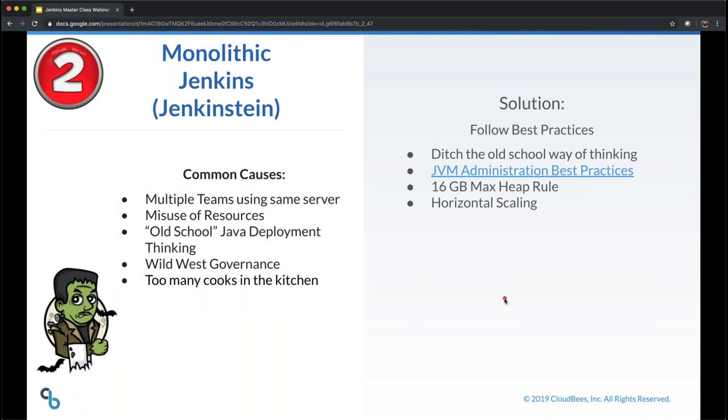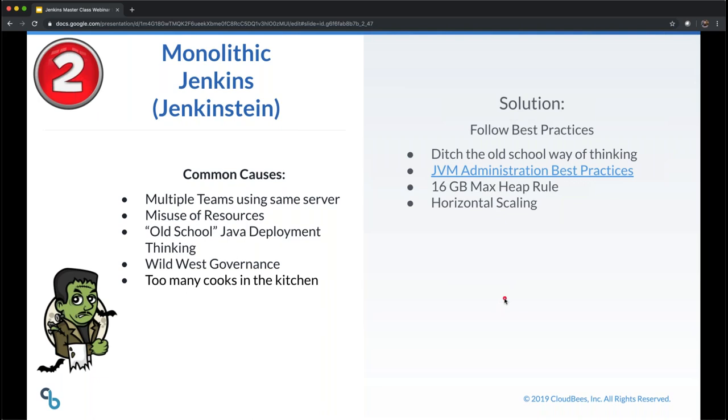When talking about monolithic Jenkins, going back to that old school mentality of feeding your JVM more resources is the old school way of thinking. And honestly, it produces kind of a Wild West governance. It's really tough to keep track of so many teams using one Jenkins instance or one Jenkins master and who broke what and who introduced new code. And there's just too many cooks in the kitchen.